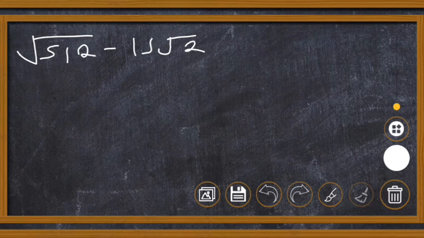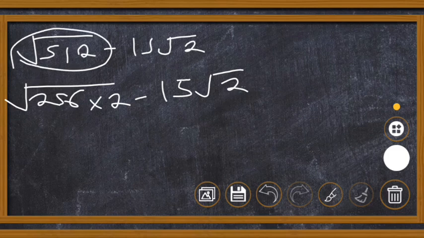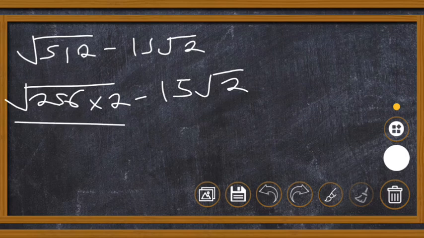Of 2. Now, we know that 512 is as a result of multiplication of 2 multiplied by 256. So in this case, according to the product rule, this is the same as 256 multiplied by 2 minus 15 here, and the root of what? Of 2. So in this case, when we multiply 256 by 2, we are going to still have 512. And according to the product rule, writing like this is the same as writing them separately.